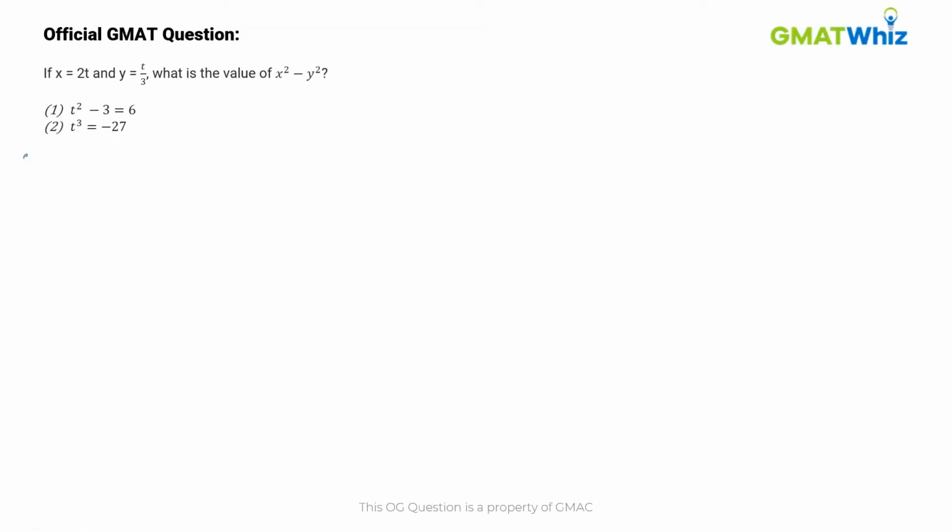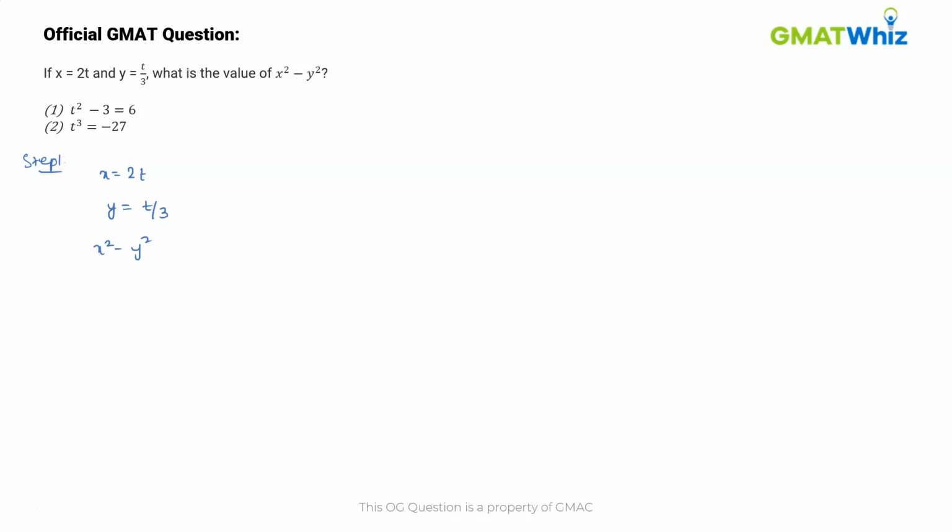In this question we are given that the value of x is equal to 2t and the value of y is equal to t by 3. Now we have to find the value of x squared minus y squared. There are two main takeaways from this question which you will understand as we solve.